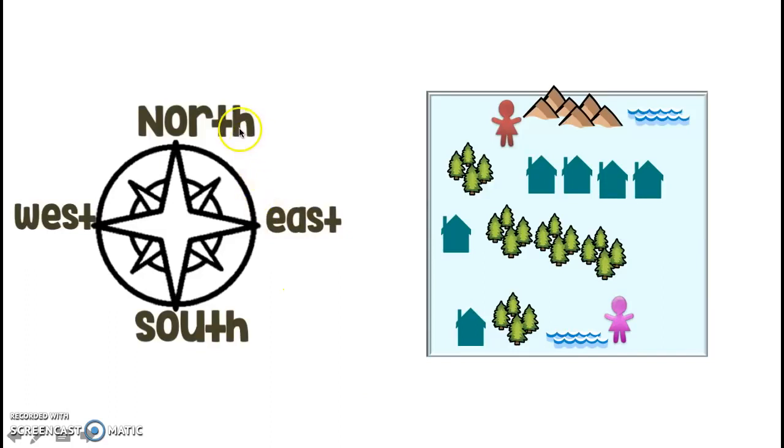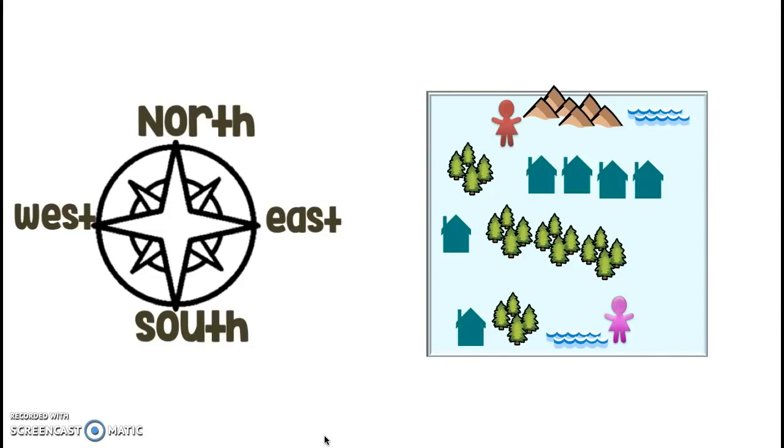Now, you'll hear some funny things when people are trying to remember north, east, south, and west. Like, they might say some funny stories like, never eat soggy waffles. Isn't that funny? People say things like that because they want to make sure that the order of their compass rose, if they're filling one out, is always the same.